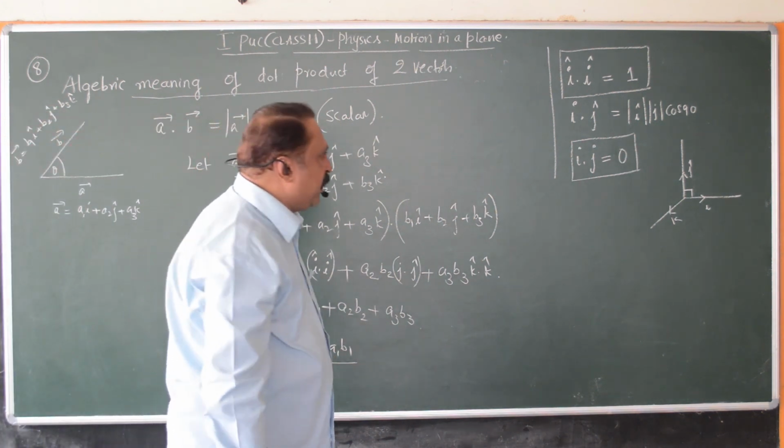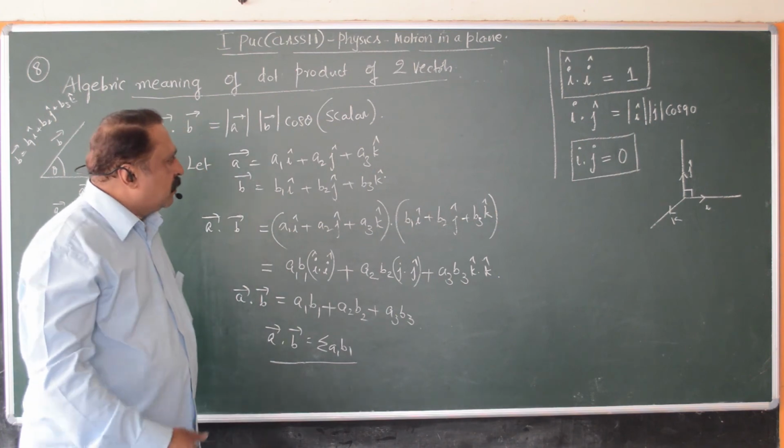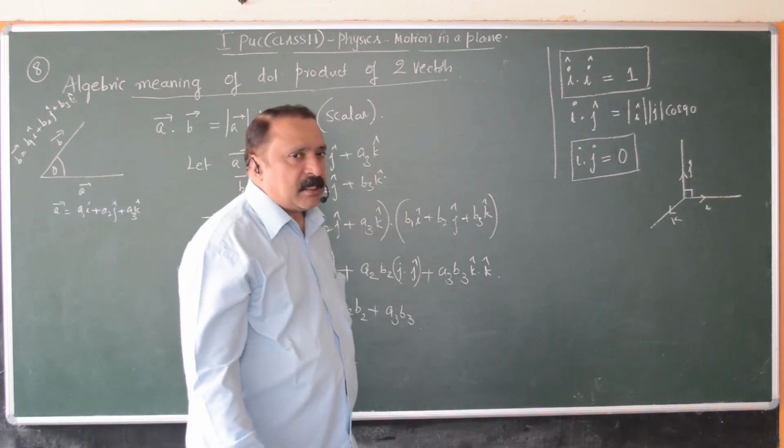Now how to find the dot product of two vectors? Let me illustrate that by doing some problems.